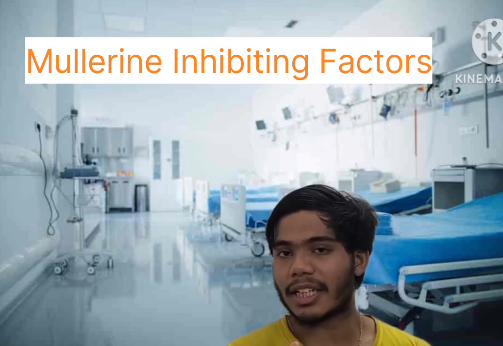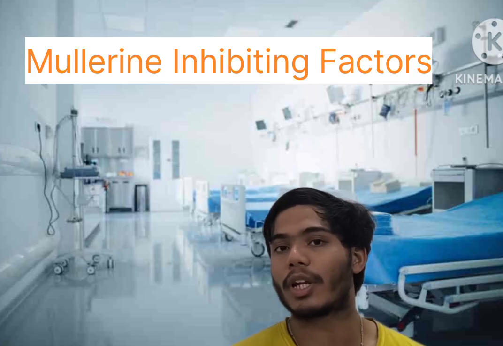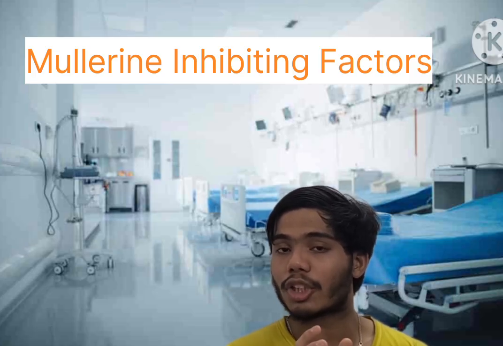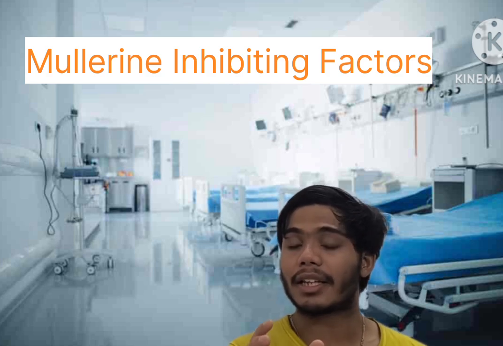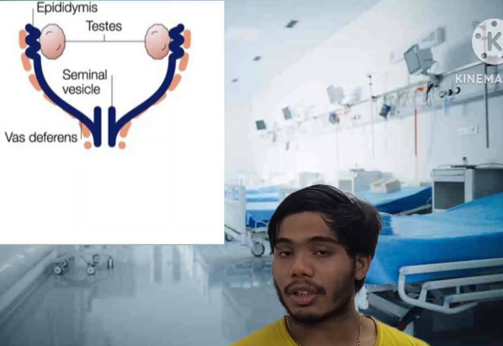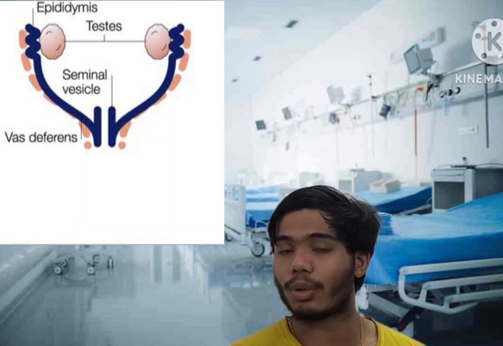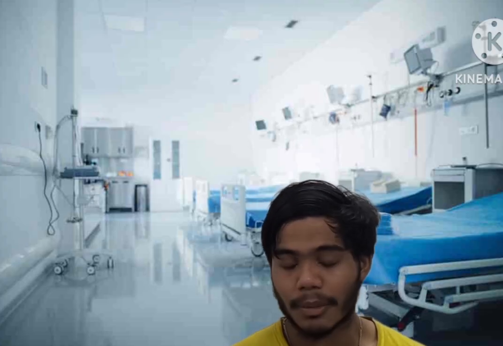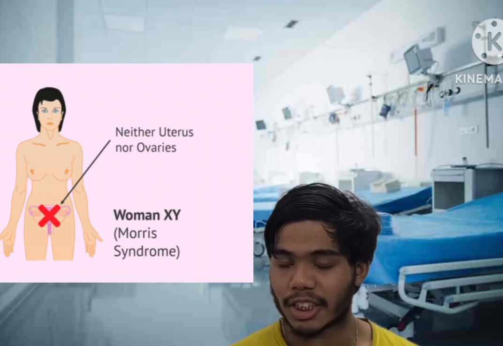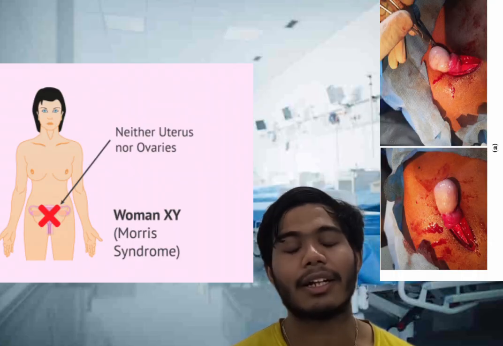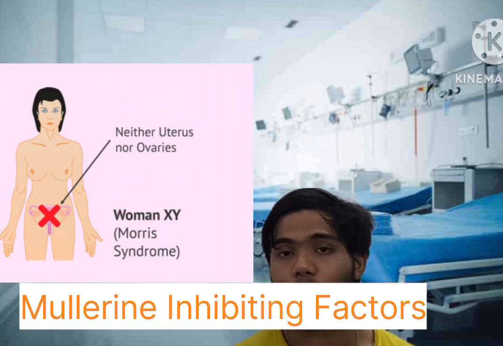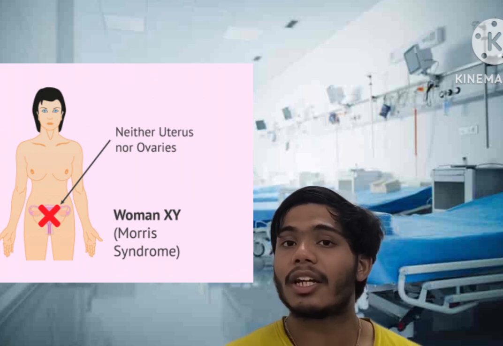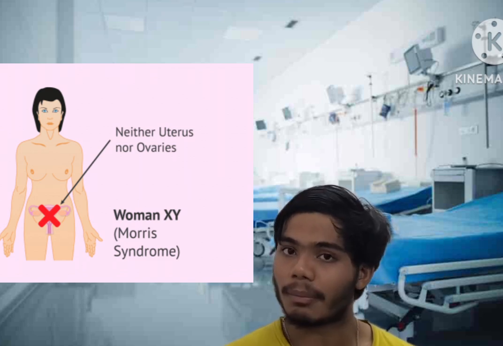Simply remember that these undescended testes also release factors that inhibit Mullerian ducts. So due to the presence of these Mullerian inhibiting factors in the patients of androgen insensitivity syndrome, the Mullerian ducts regress. With regression of the Mullerian ducts, no uterus, ovaries and fallopian tubes develop. So my summary is that in the patients of androgen insensitivity syndrome, undescended testes are there, and these release Mullerian inhibiting factors, and due to this, ovaries and uterus don't develop. So this is the main reason.